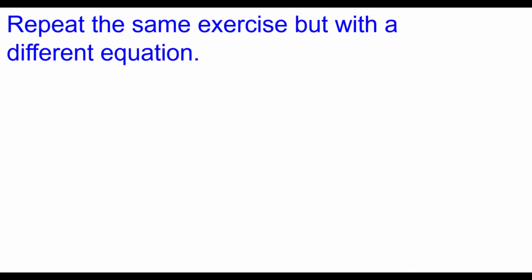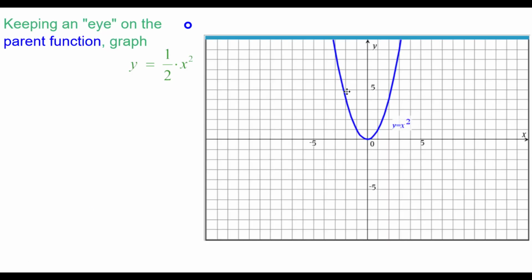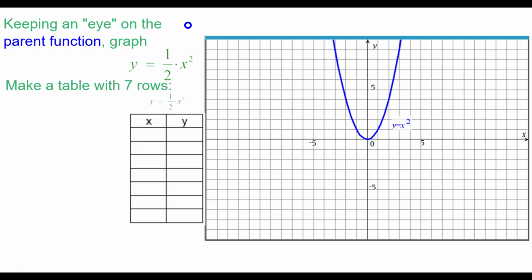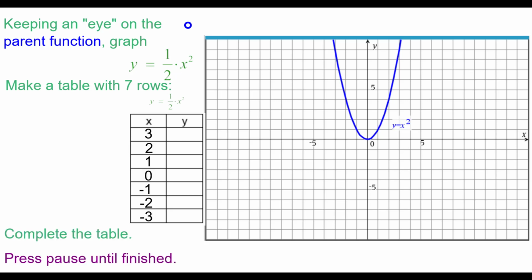We're going to repeat the same exercise, but with a different equation this time. Keeping an eye on y equals x squared, we're going to graph y equals 1/2 times x squared. This time we're going to use a table with 7 rows. These are our 7 values for x. Please complete the table. Press pause until you're finished.